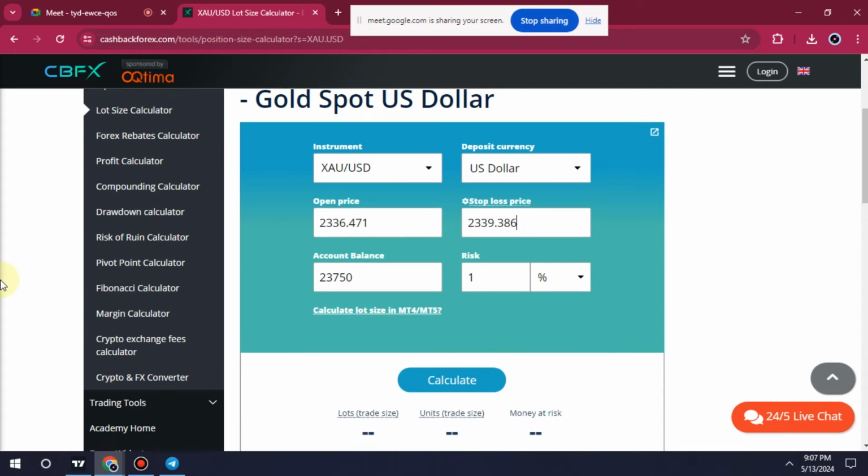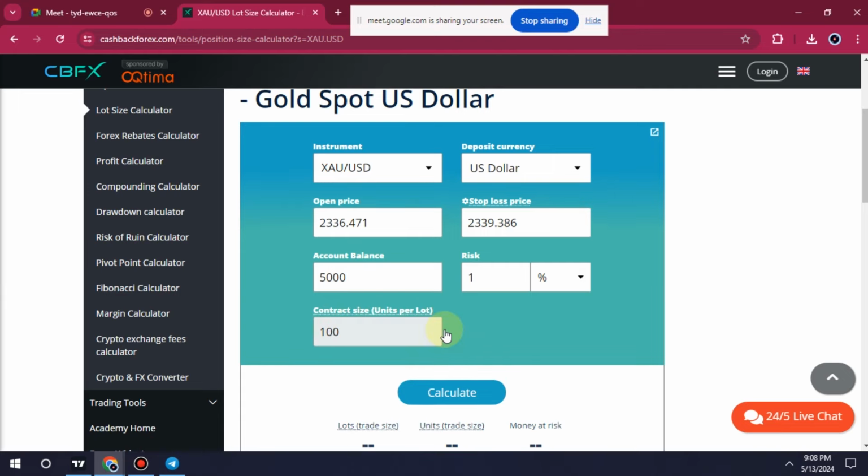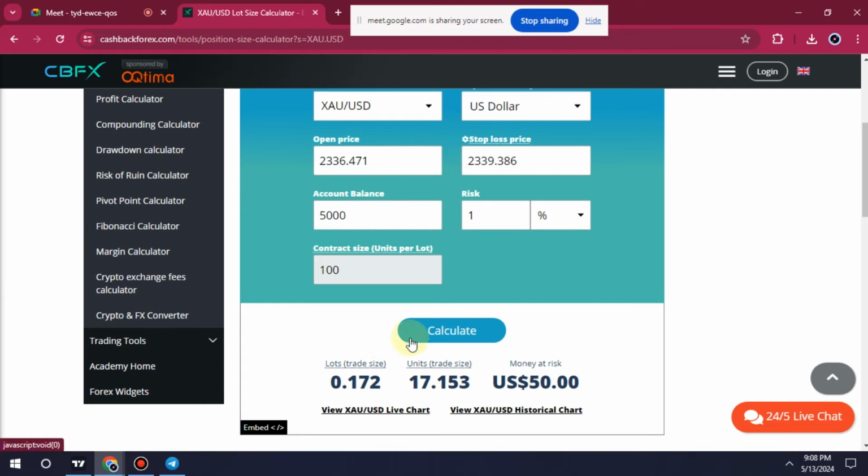So back to account balance. You need to key in your account balance. Now, for example, if I have a 5,000 funded account, then I'll just hit calculate. So you see that I should be entering that trade with a 0.17 lot size. You see, I'm risking $50. That means this is just 1%. Did you guys get that?